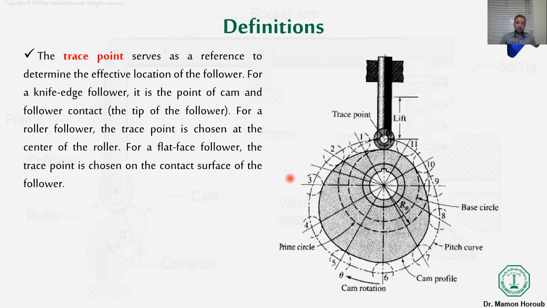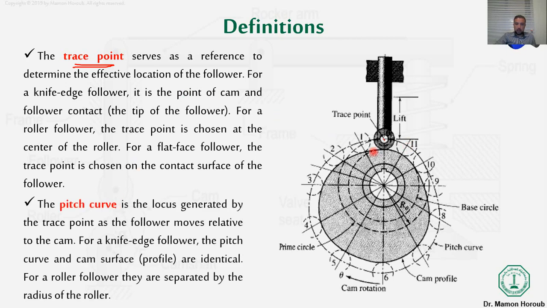So let us just define different things before we start. This is what we call the trace point, which is the point at the center of our follower roller. This point will later trace what they call the pitch curve, and this pitch curve will represent for us the cam profile. If I have a knife edge follower, that means the trace point will be the touch point between the follower and the cam profile.